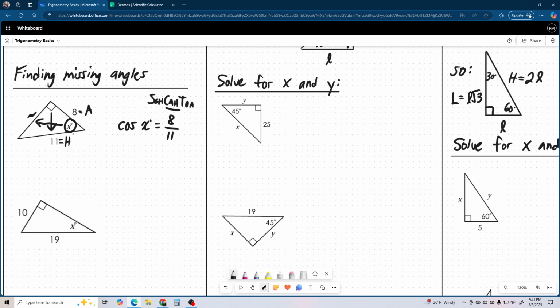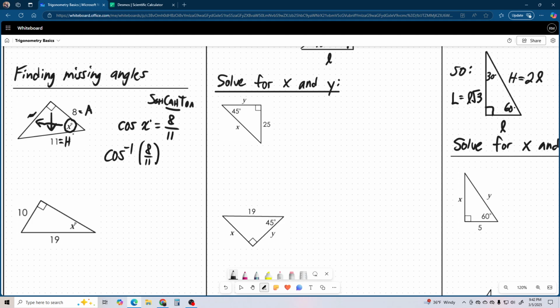By taking the inverse. So if we think of cosine as being a function that we're using to evaluate x, what we can do is take what is known as the inverse of cosine, also known as arc cosine. There's a couple different names for it. So we can actually take the inverse cosine of 8 over 11.